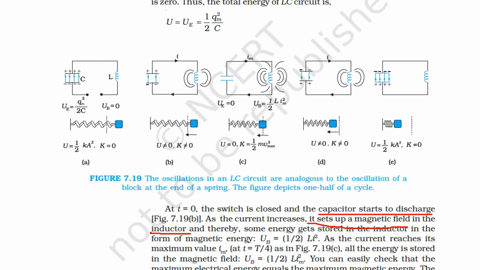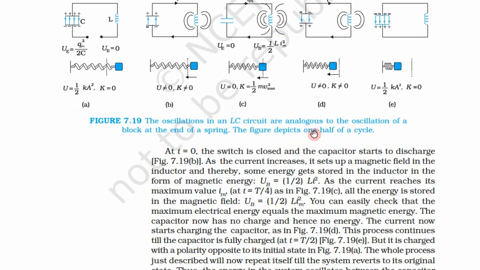So let us see what this magnetic energy is. Magnetic energy UB is equal to half Li square. This formula is from chapter 6, which we have discussed. Now after some time, when all the charge has been dissipated, all the charge on this capacitor is transferred to this inductor. So let us see what happens in that case.